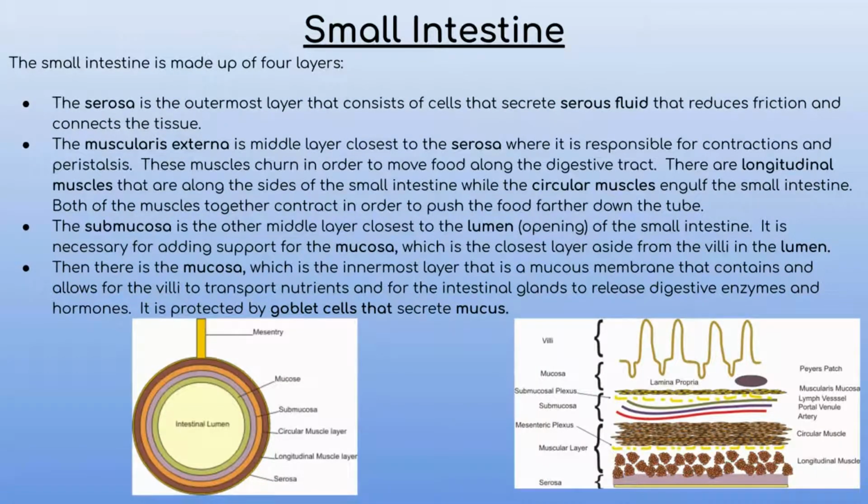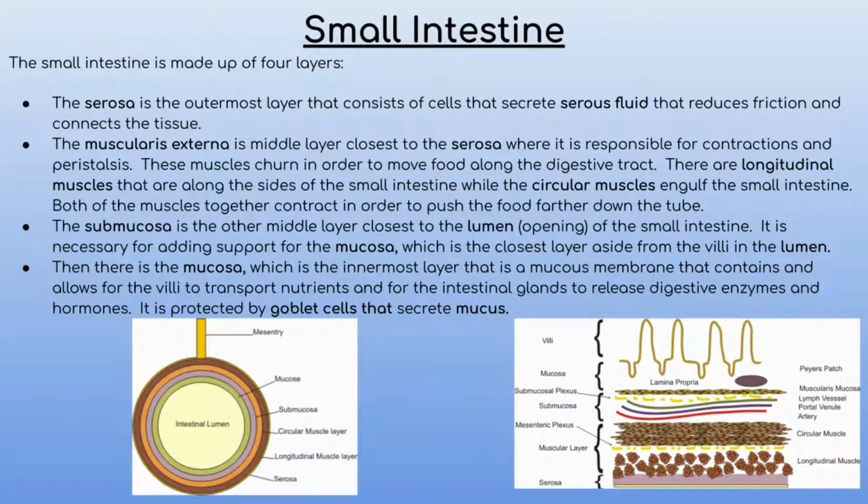Now, the small intestine contains 4 layers. The serosa is the outermost layer that contains cells that secrete fluids to help reduce friction and connect the tissues together. Then, the muscularis externa is the next layer closest to the serosa, where peristalsis contractions happen. The muscles churn in order to move the chyme along.